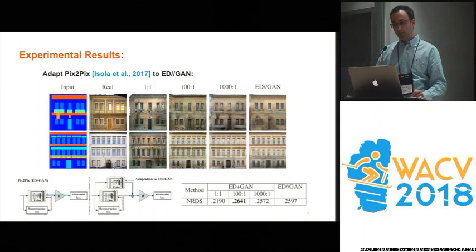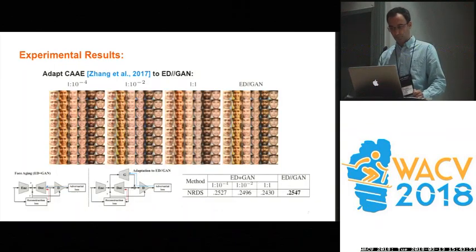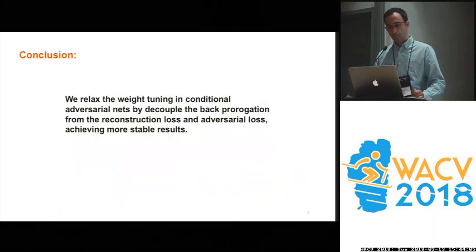In the bottom left image here, we have modified the pix2pix structure to adapt it to the proposed structure. Comparing our result to the original pix2pix structure with different weighting settings, we get comparable results, and we have managed to relax the tedious parameter tuning process. Here's another example of modifying an existing work into the decoupled structure. Here we got even better results than the original algorithm that was using weight tuning.